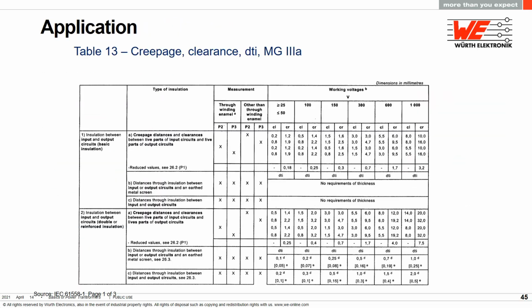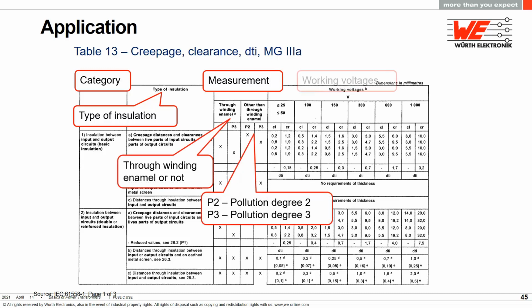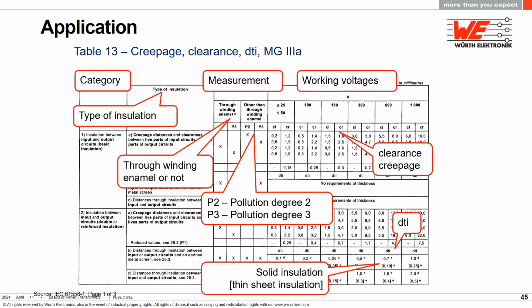The many details for determining creepage and clearance are outlined in tables like this. This one is from IEC 61558-1. This is page 1 of 3, and there are 3 sections like this depending on what you're doing. It shows the many things that have to be considered: the circuit topology, the type of insulation, measurements, what pollution degree your device will be used in. All these different working voltages require different creepage and clearance distances.